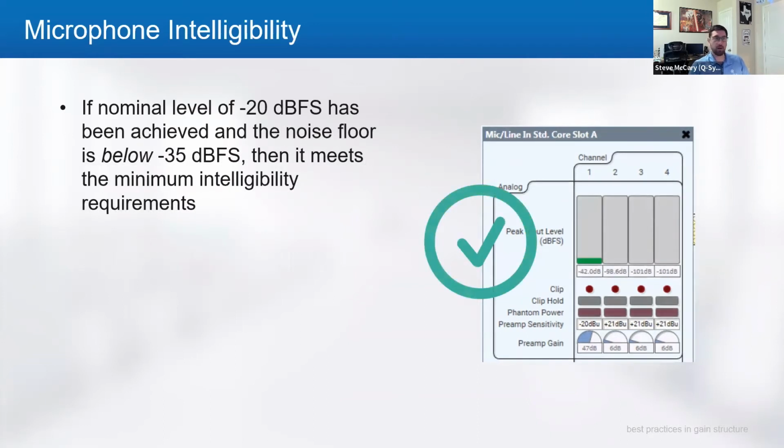All right, so here we are. Now we're looking at our noise floor being negative 42. That's giving us a nice 22 dB SNR. So this will look good. This will work. This will meet our standards for speech intelligibility.